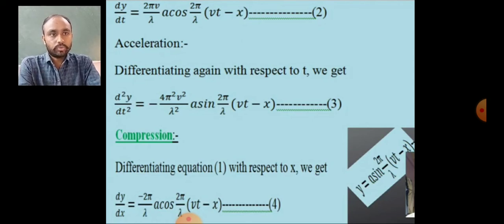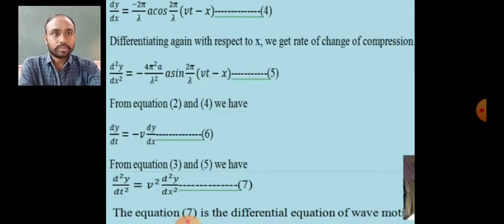Now next, so what we get, compression. How did we find the compression? We found the compression by differentiating equation 1, that is displacement, with respect to x, and this is equation number 4. Okay, now let's go to the next slide. Equation 4, again we have written here, dy by dx equal to minus 2 pi a by lambda cos 2 pi by lambda (vt minus x). This theta remains the same, right?